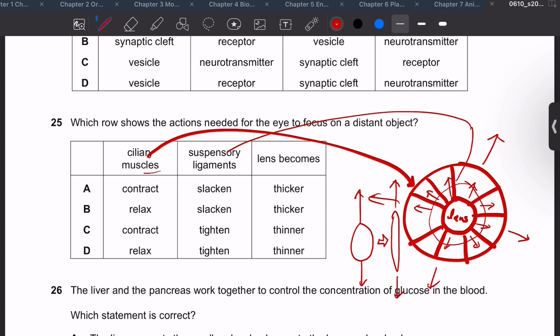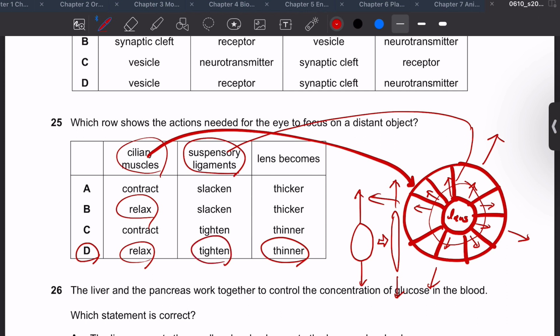So the ciliary muscle has to relax, and of course the lens has to become thinner, so the answer is D, because suspensory ligaments become tightened because it gets pulled. That's why the lens becomes thinner. So the answer for this question should be D.